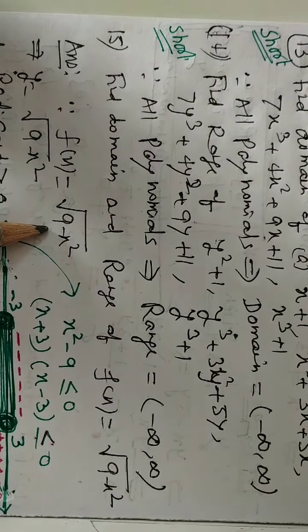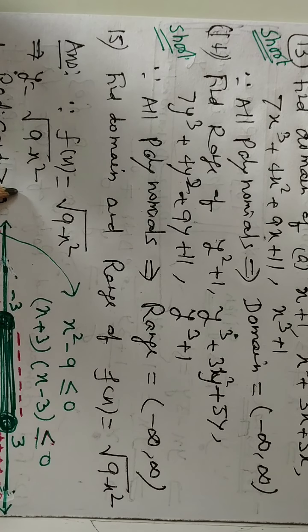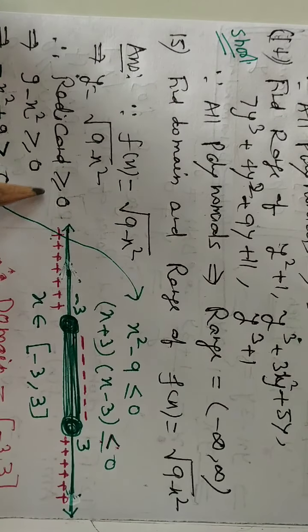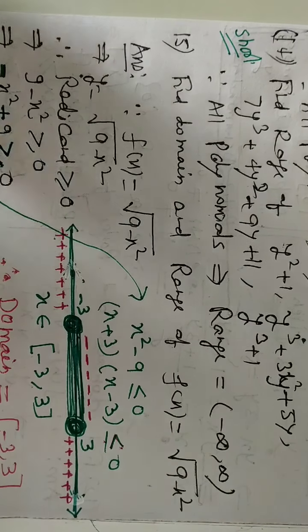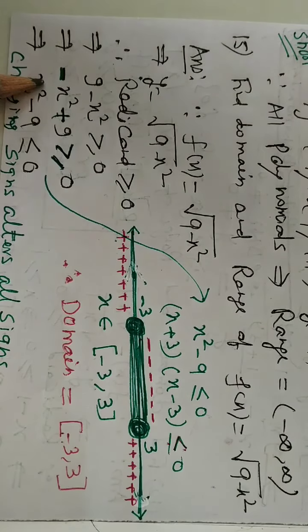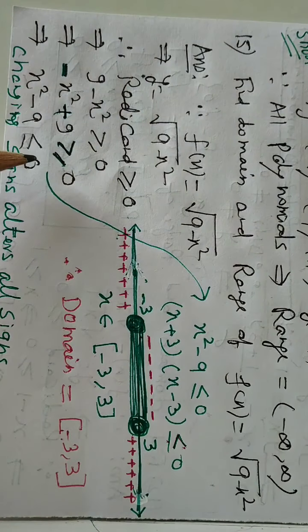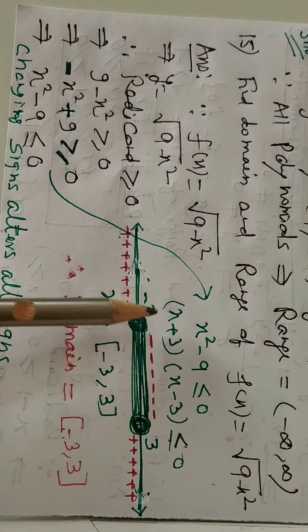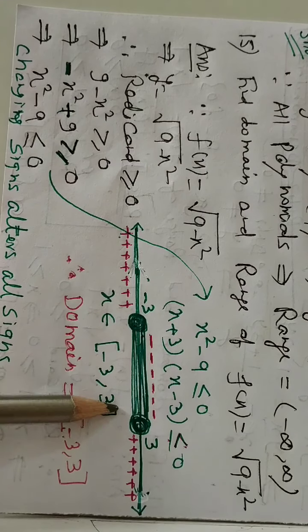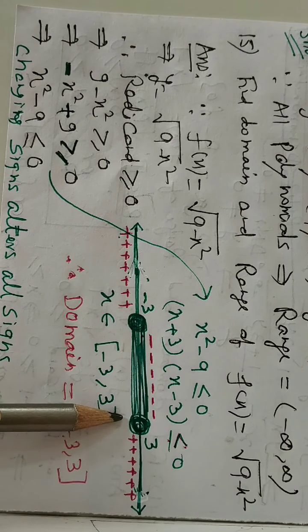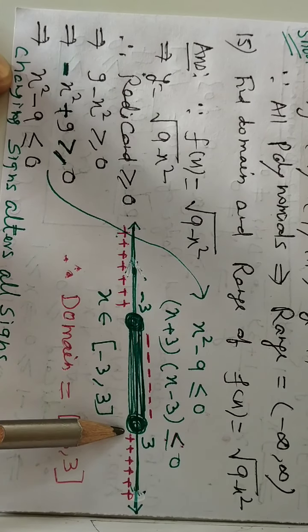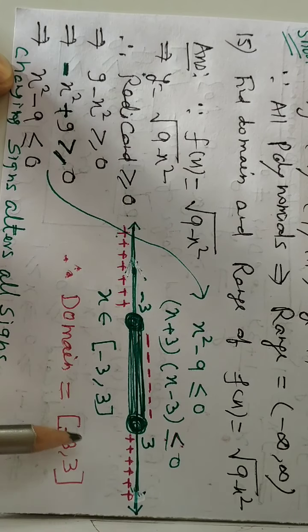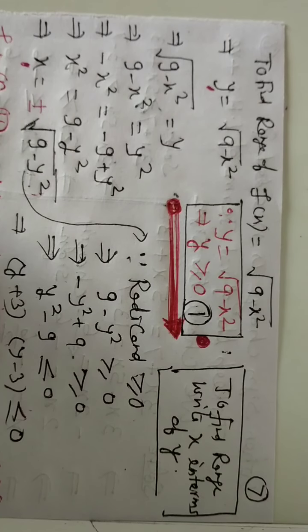Now f(x) is equal to this, y is equal to root of 9 minus x square. Since the radicand is more than or equal to 0, 9 minus x square is more than or equal to 0. Now write in standard form, so change the sign of the first term. The first term is not supposed to be negative, so changing the sign alters all signs. Now factorize this, get the 2 points on the number line, minus 3 and plus 3. You need less than or equal to 0, from minus 3 to 3. So domain is equal to from minus 3 to 3.